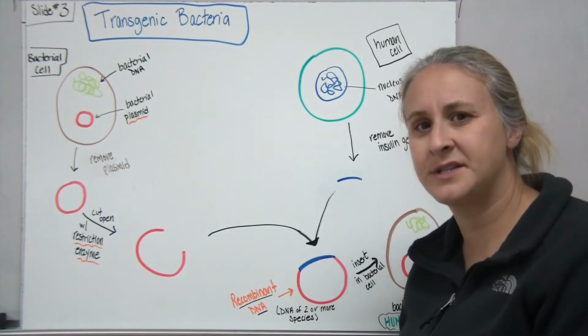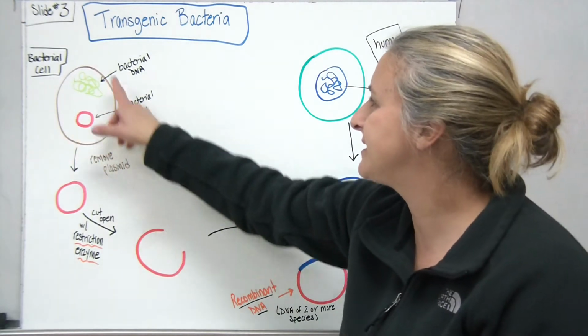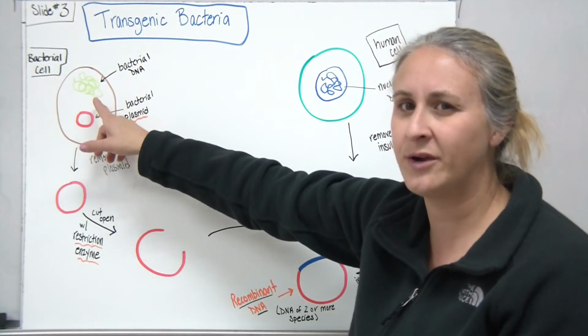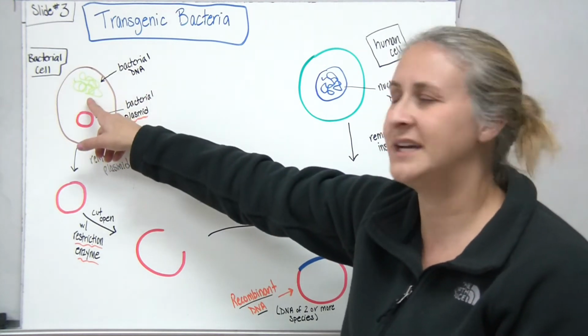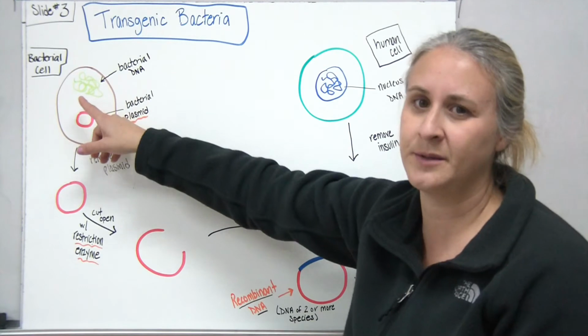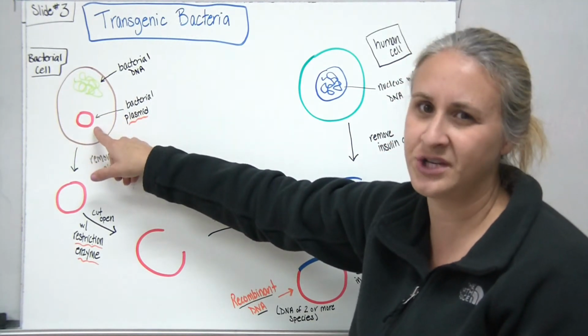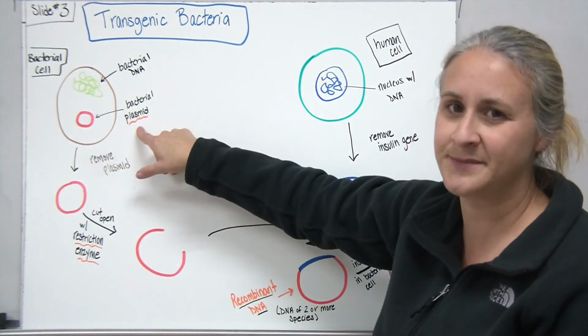Let's see how we actually specifically go along and create a transgenic bacteria. So let's say we have a bacterial cell. Remember that a bacterial cell is prokaryotic. It doesn't have DNA contained in a nucleus, so sometimes that DNA is just floating around in the cytoplasm. There are some bacteria that also have a circular-shaped DNA or a ring-shaped DNA, and we call that a plasmid.